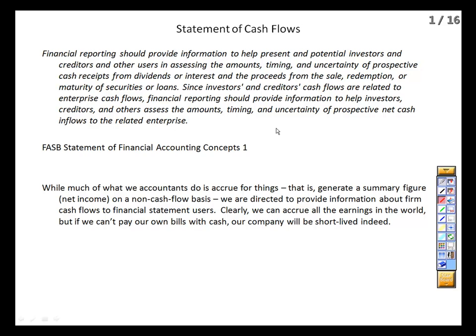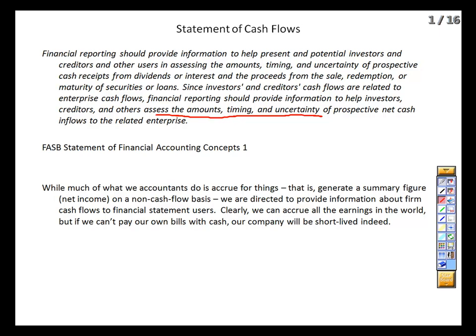Okay, so here we are in Chapter 10, at the end of our section on financial reporting. We've got one thing left to do, and that's the cash flow statement. And I have up here at the very beginning a quote from the FASB Statement of Accounting Concepts number 1, which is where they began to set the framework under which all accounting rules would be designed. And they say that financial reporting should help users assess the amounts, timing, and uncertainty of cash flows. Why? Because cash flows are wicked important.